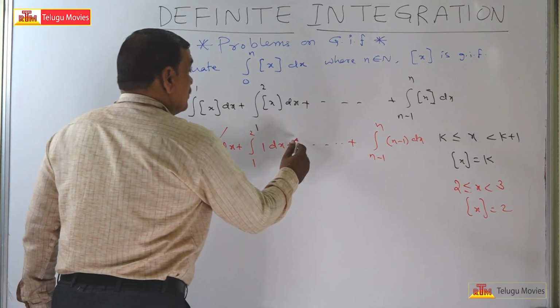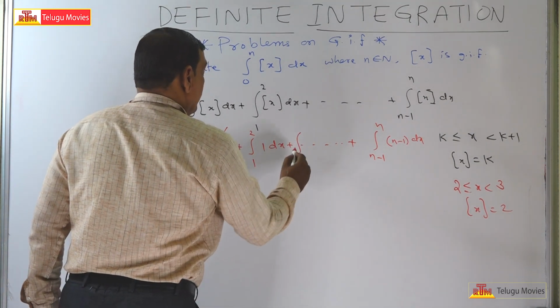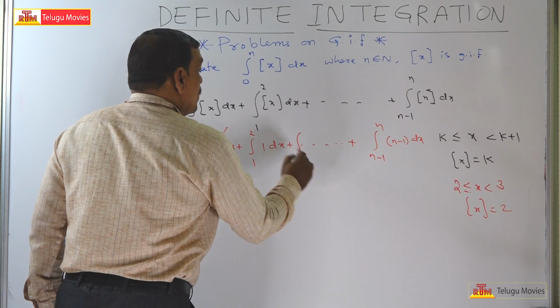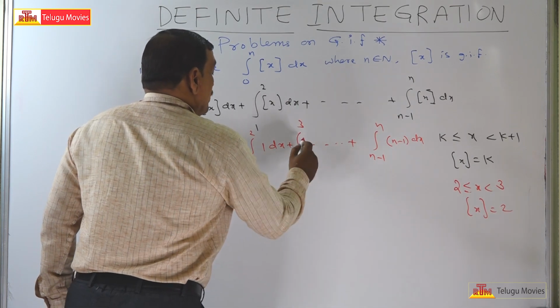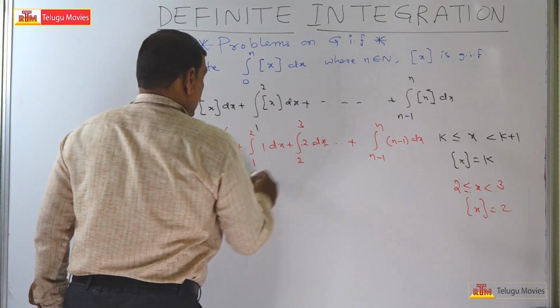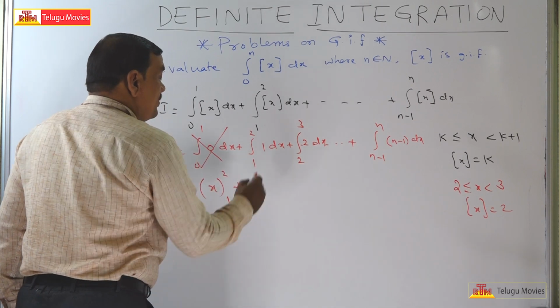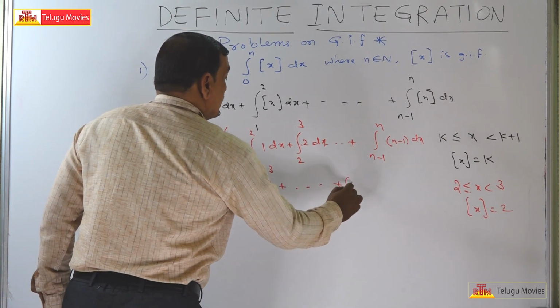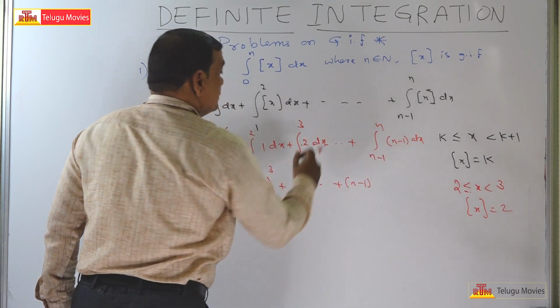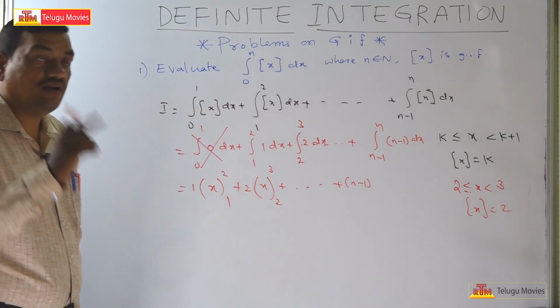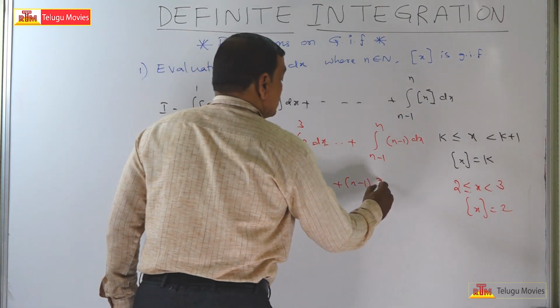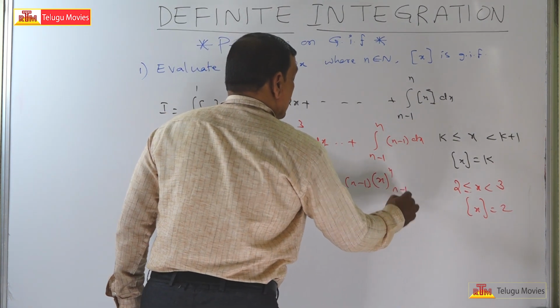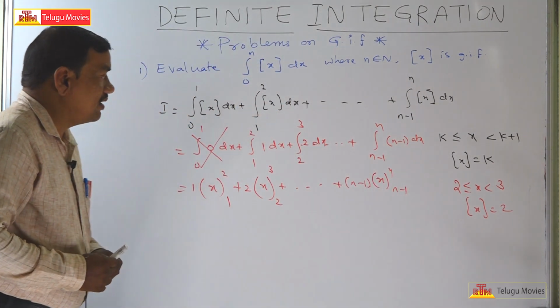Here, if it is 1 to 2, 2 to 3, what will we get? 2 dx, so 2 will come outside, and the integral is x with upper limit and lower limit. For the last one, n minus 1 comes outside because it is a constant. For 1, the integral of 1 is x, upper limit, lower limit. Now the integral part is over.